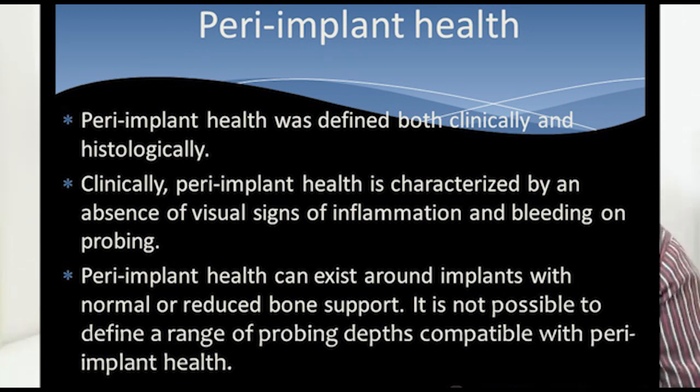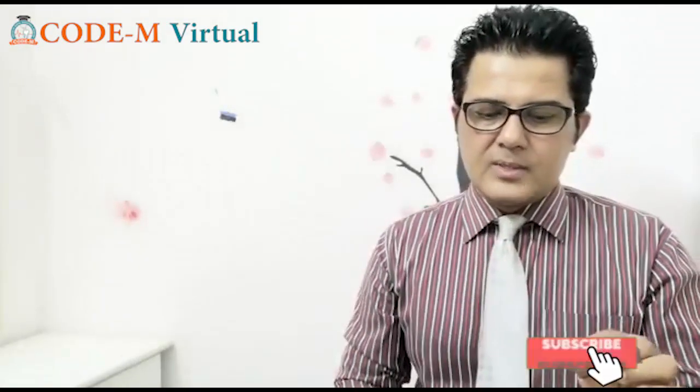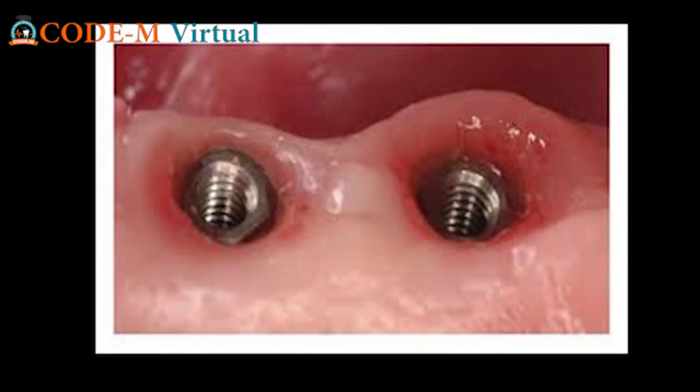It is not possible to define a range of probing depths compatible with peri-implant health. So we cannot exactly show the probing depths in the implant, but we can see if there are already some pockets open or space there in the peri-implant region, so we can consider it as a disease or health. Okay. So if there are no visual signs of inflammation, there is no bleeding on probing, this will be called peri-implant health. This is an image showing the implant health, pink gums, and there is no such redness in the surrounding structures.